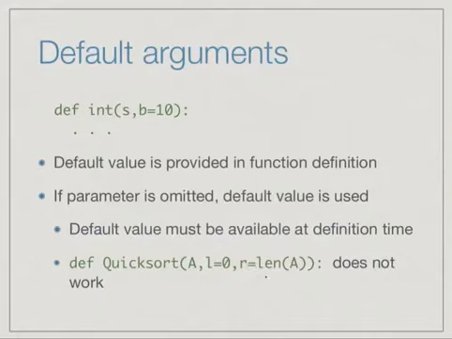Now the problem is that this quantity, the length of A, depends on A itself. So when the function is defined, there may or may not be a value for A. And whatever value you have chosen for A, if there is one, that length will be taken as a default. It won't be dynamically computed each time you call it. So this does not work. Right? So when you have default values, the default value has to be a static value which can be determined when the definition is read for the first time, not when it is executed.